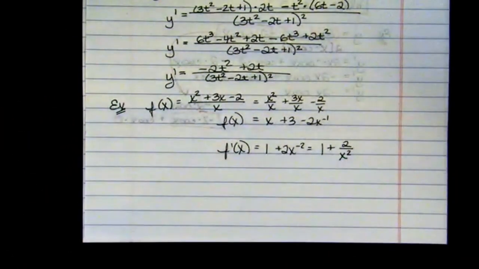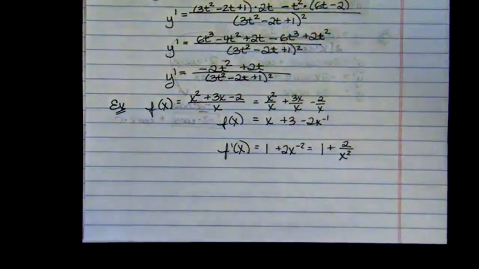Just because we have a quotient doesn't necessarily mean we have to use quotient rule. Just like with our product rule, just because we have a product doesn't necessarily mean that we have to use product rule. If there's some algebra that we can use, we can get around that.